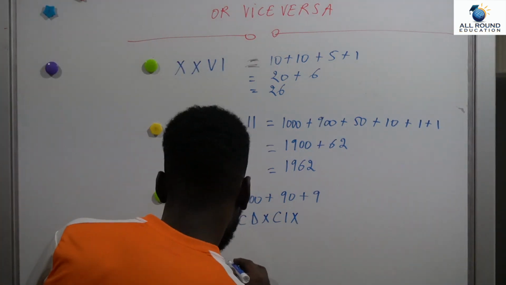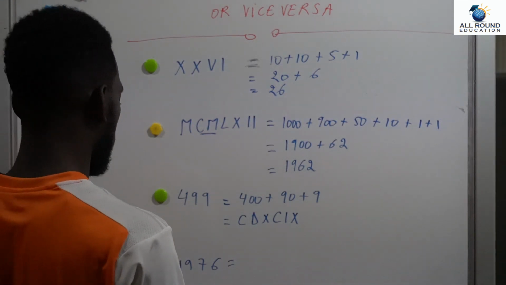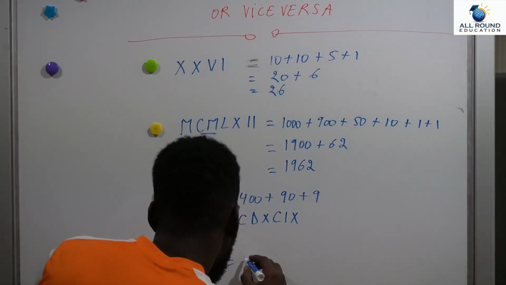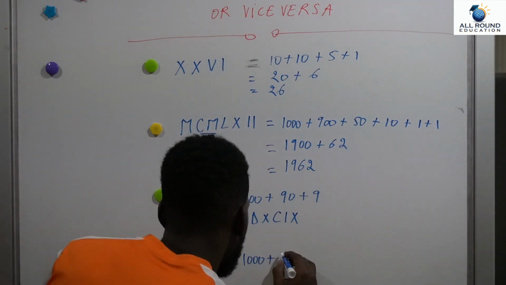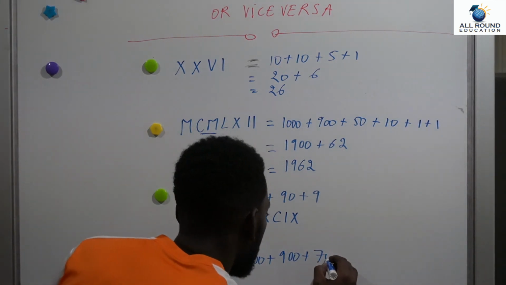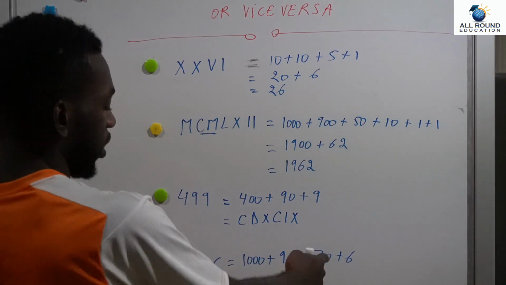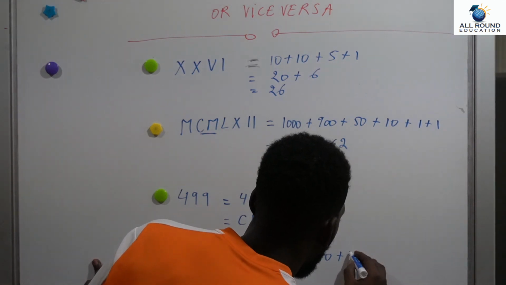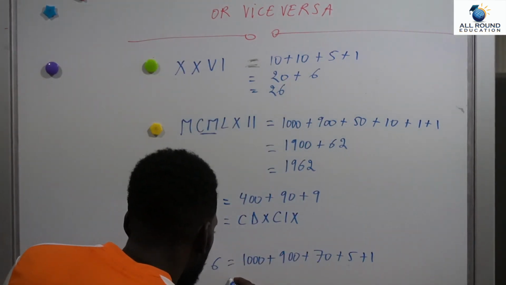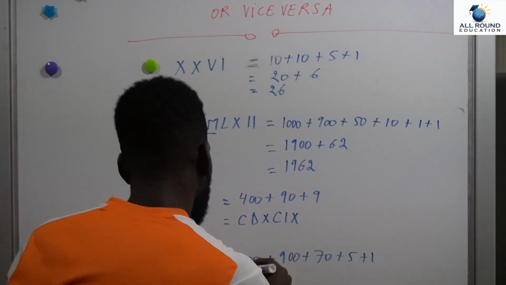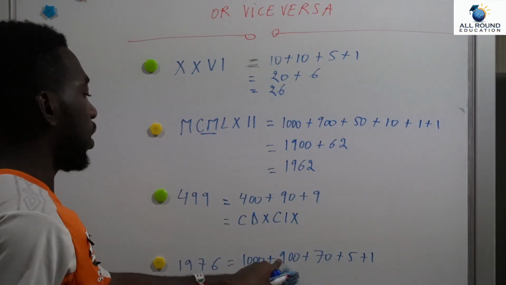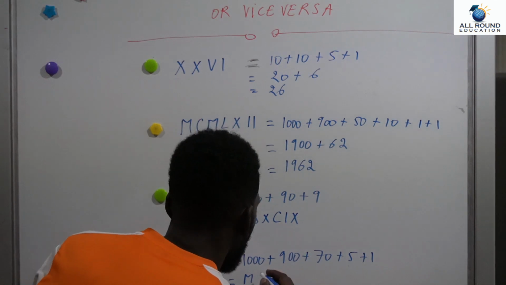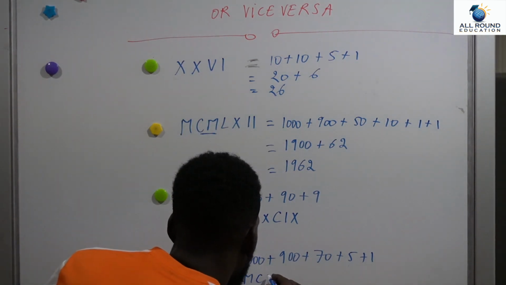Let's do our final example. Let's break this down first before we move on. This is 1000 plus 900 plus 70 plus 6. But we don't have a symbol for 6, so maybe it's easy to just do 5 plus 1. Now, the next number here: 1000, we know it's M. 900, it's easy to go from 1000 rather than counting 500, 600, and so on. So 900 is just 100 below 1000.